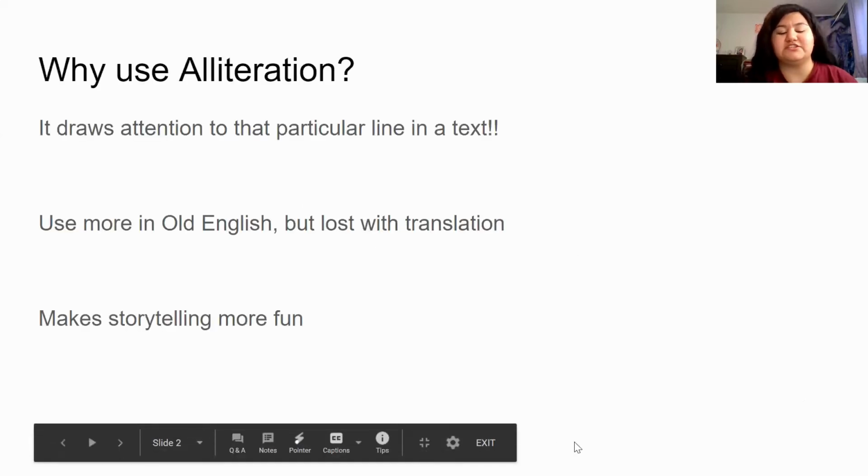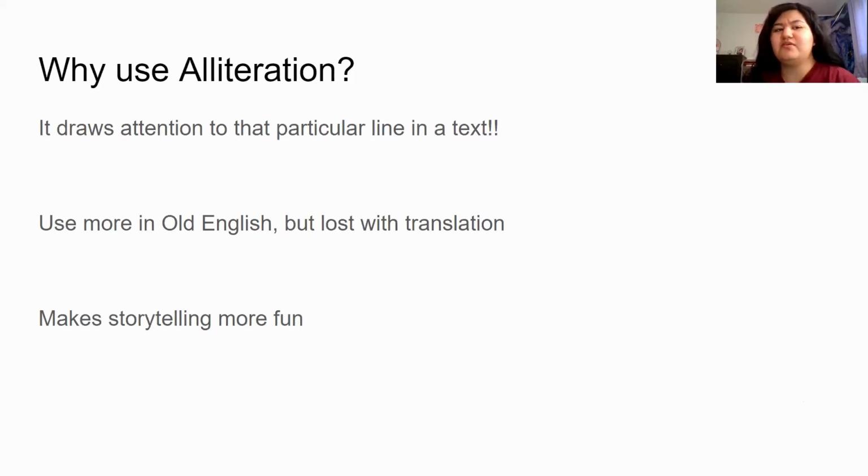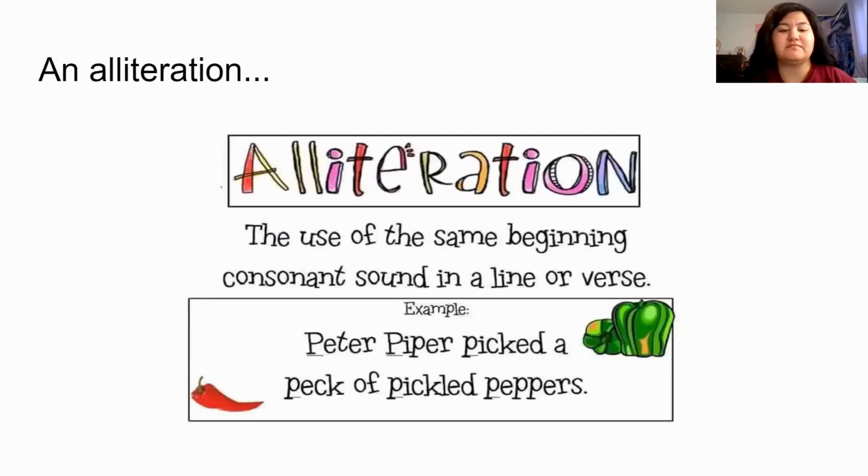Why use alliteration? I know that might be a question a lot of you are asking: okay, our teachers always talk about figures of speech this, figures of speech that. Why are they even used? For alliteration in particular, it draws attention to a particular line in a text. Alliteration is the use of the same beginning consonant sound in a line or verse.